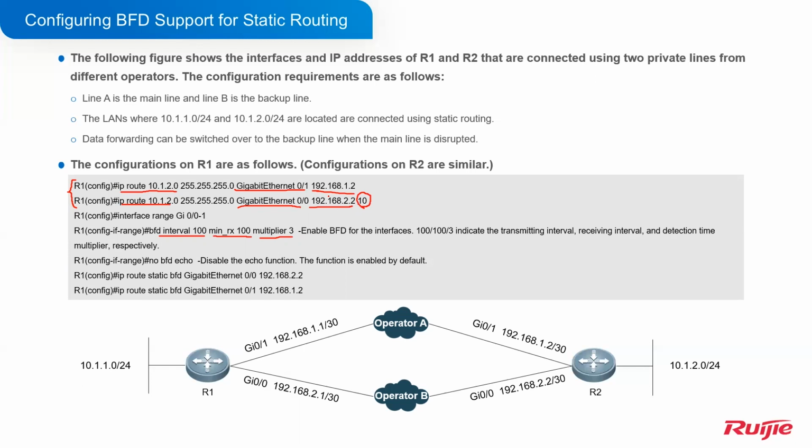For example, when we cannot receive the packet from the neighbor, in this case it takes about 300 milliseconds. Okay, and next, no BFD echo. We are disabling the BFD echo function, and this is necessary because this function is enabled by default. And the last step, you can see ip route-static BFD G0/0 192.168.2.2. So it means we are applying BFD to the static routes, right? And ip route-static BFD G0/1 192.168.1.2. Okay, this is the configuration of BFD to support the static route. You should understand the function of each command inside.